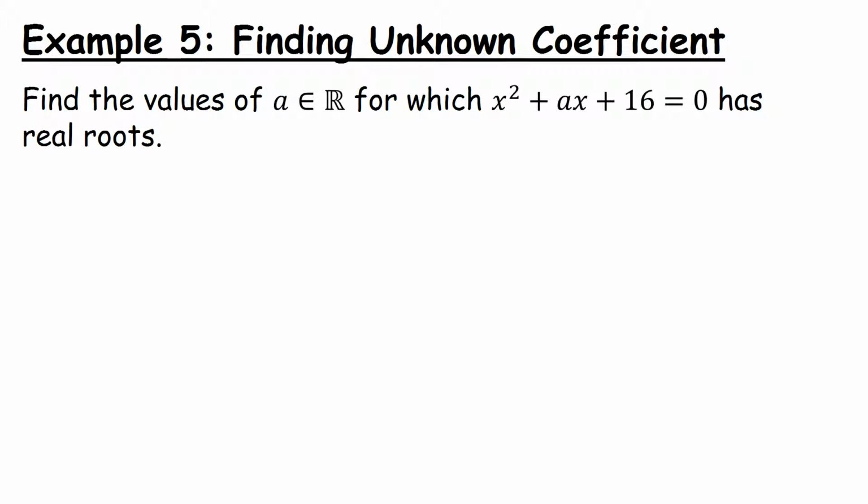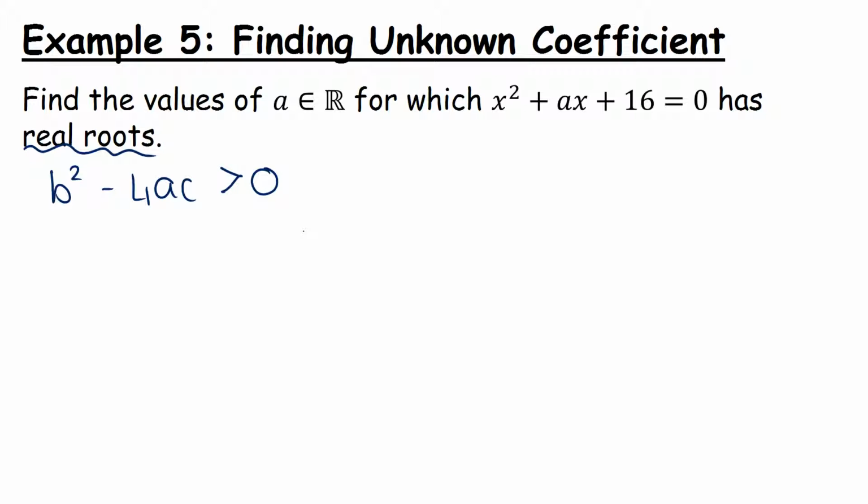Okay, so let's look at example 5, which is finding an unknown coefficient using the nature of the roots. So find the value of a, an element of R, which means a is a real number, for which x squared plus ax plus 16 equals 0 has real roots. So they've told us something about the discriminant of the roots. So let's figure out our discriminant then. The formula for our discriminant is b squared minus 4ac. Because they've told us that it has real roots, it must be greater than 0.